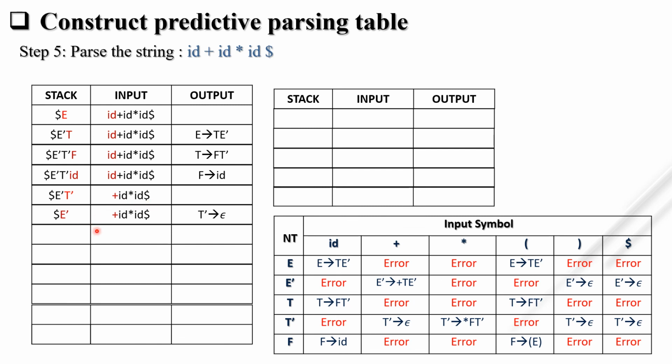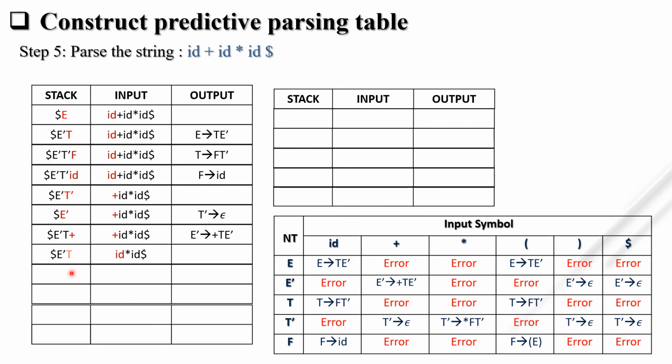Similarly, E dash and plus, what we get? E dash tends to plus T E dash. So instead of E dash, what we have to write? E dash T plus in reverse. And our input string is plus ID star ID dollar. Now at the top of the stack plus will be there, and in the input string also plus will be there. So we have to pop this plus sign.